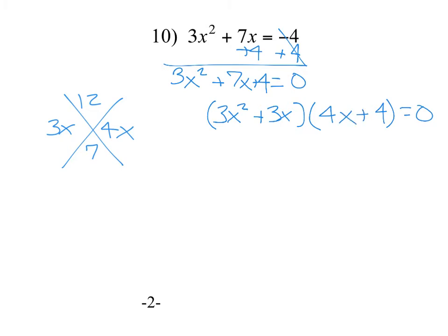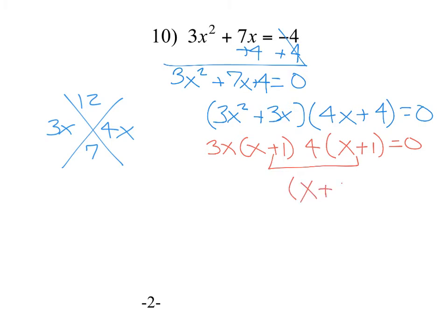All right, next step, we're going to factor out the greatest common factor from each set of parentheses. So this first one I can factor out a 3x, leaving me with x plus 1. Second set of parentheses, I can factor out a 4, leaving me with x plus 1. All right, again, we want these parentheses to match. That's a good sign. And then our other set is 3x plus 4. These are still equal to 0.